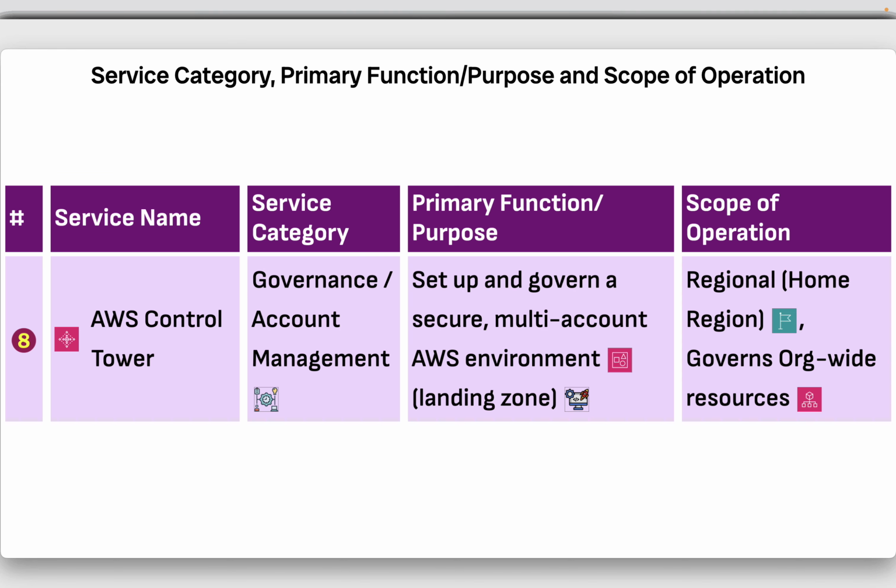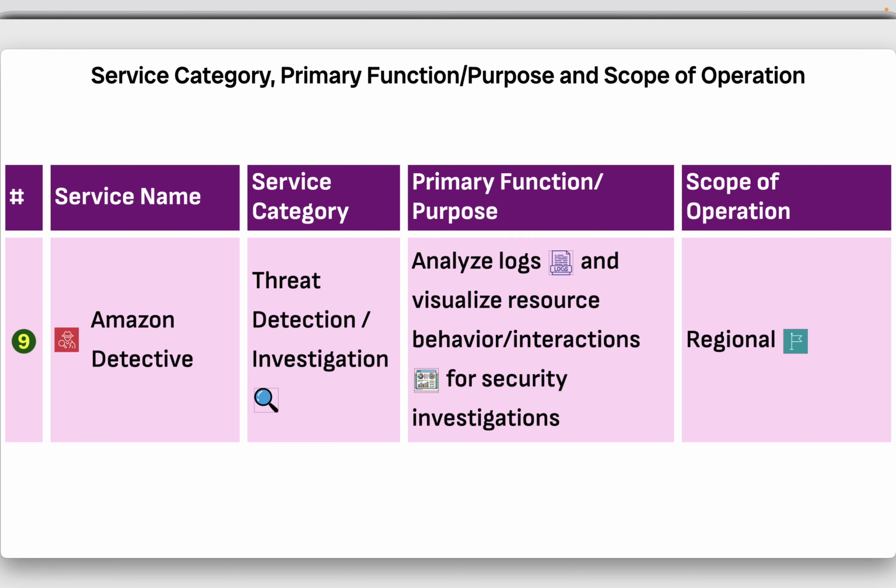Next service is AWS Control Tower. Service category is governance and account management. Primary function and purpose is to set up and govern a secure multi-account AWS environment, and that includes landing zone also. Scope of operation is regional for the home region, but it can govern organization-wide resources.